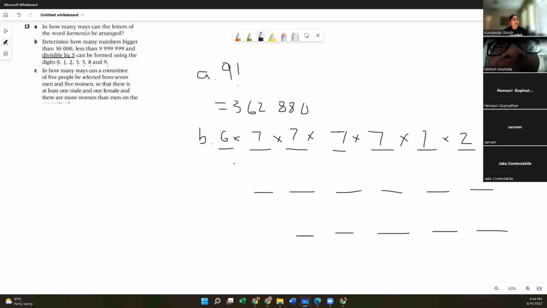For the first seat, we can't use the number 0, so we're limited to 6 options. Where we have 7 options over here on the second seat. We have 7 options on the third seat, 7 options in the fourth seat, 7 options in the fifth seat. And then again, we only have 2 options in the last seat because the number has to be divisible by 5. Therefore, you can only use 5 or 0 in the last seat. We're good with that? All right, we're gonna take that as a yes.